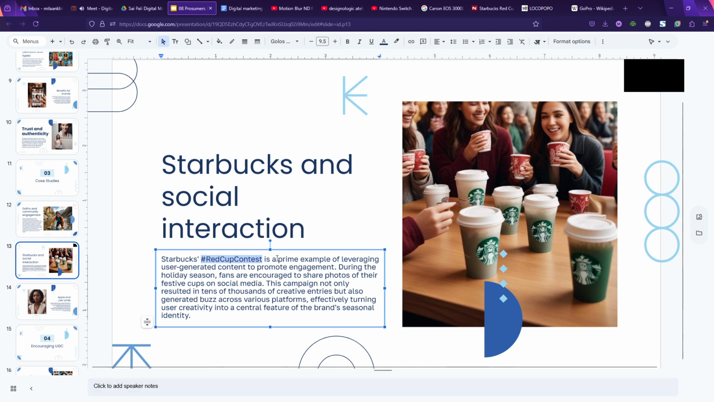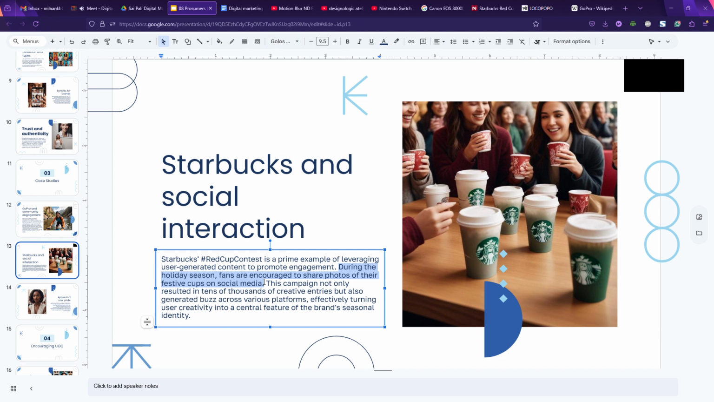So Red Cup contest is a prime example of leveraging user-generated content to promote engagement. During the holiday season, fans are encouraged to share photos of their festive cups. Some are taking selfies, some are taking creative photos. Like say at Sai Pali, the students won't be taking simple selfies. Maybe they might be taking simple selfies also, but since it's a design institute, some of the students would try to click the selfie with a DSLR, make it more creative, maybe use props, make it a little bit more cinematic, or create some trailers and videos with it. So people are playing with it. That's how we see the viral trends happening.